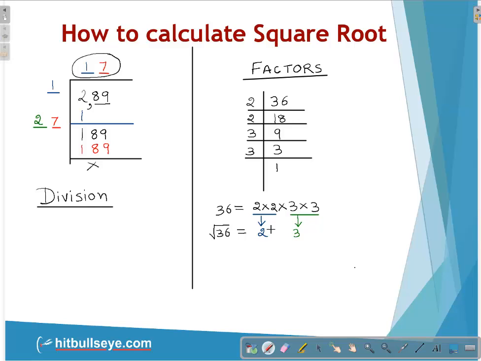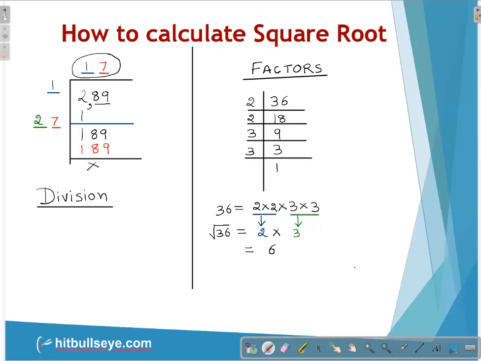I will multiply the 2 and 3 and hence the result is 6. So the root of 36 is 6. So these are the two methods through which we can find the square root of a number. Now let us start with certain questions.